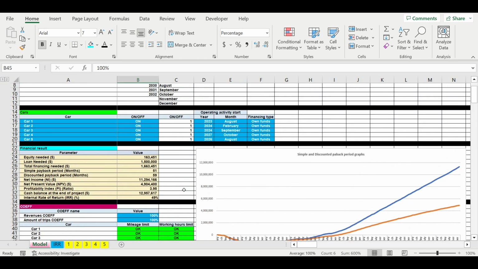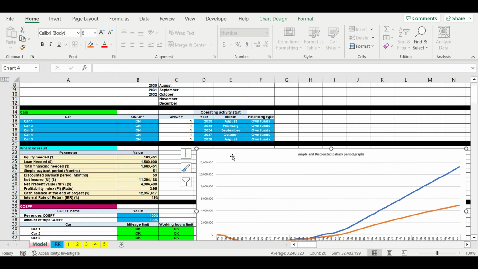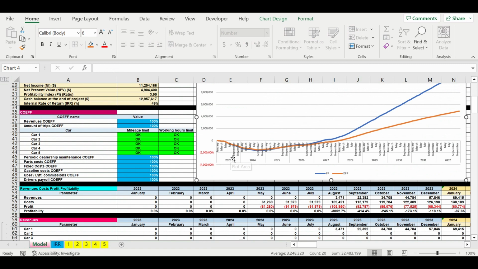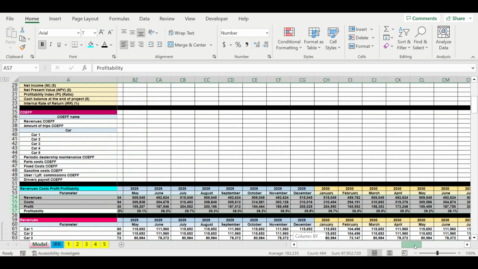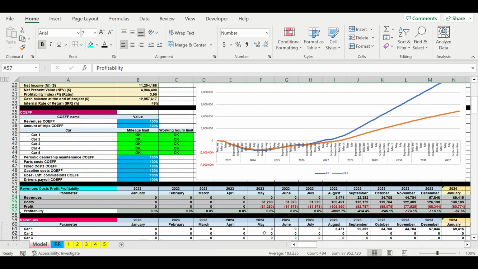We can look at simple and discounted payback period diagram, and we can look generally at revenues, costs, profit, and profitability table. This will tell you a lot about your business idea, so that's why I decided to show you how you can create this table inside the model. So this is very helpful when you are done with the model and you need to understand how much money I have in pocket after this or that month. So that's why I think this information will be useful for you.